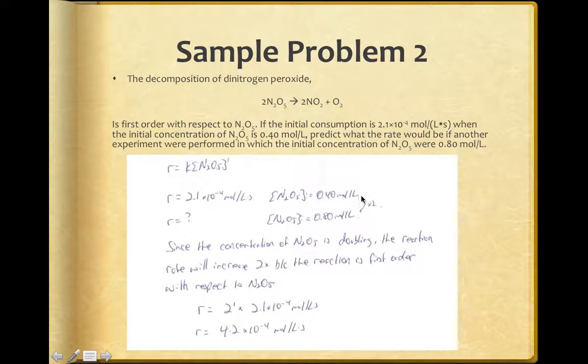Now, if we look at this, you'll notice that we're actually doubling the concentration of N2O5. Since the concentration of N2O5 is doubling, the reaction rate will increase by 2 because the reaction is first order with respect to N2O5. So all we're doing is multiplying the initial rate that we had by 2 to the power of 1. Okay, and that gives us a rate of 4.2 times 10 to the negative 4 moles per liter second. Okay, if the concentration was tripled, then we would just multiply by 3 to the 1.